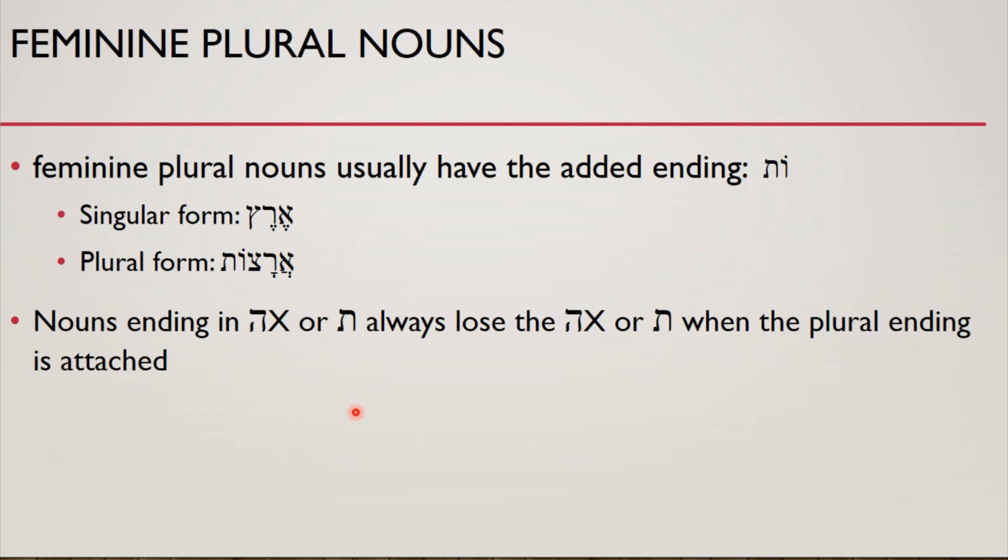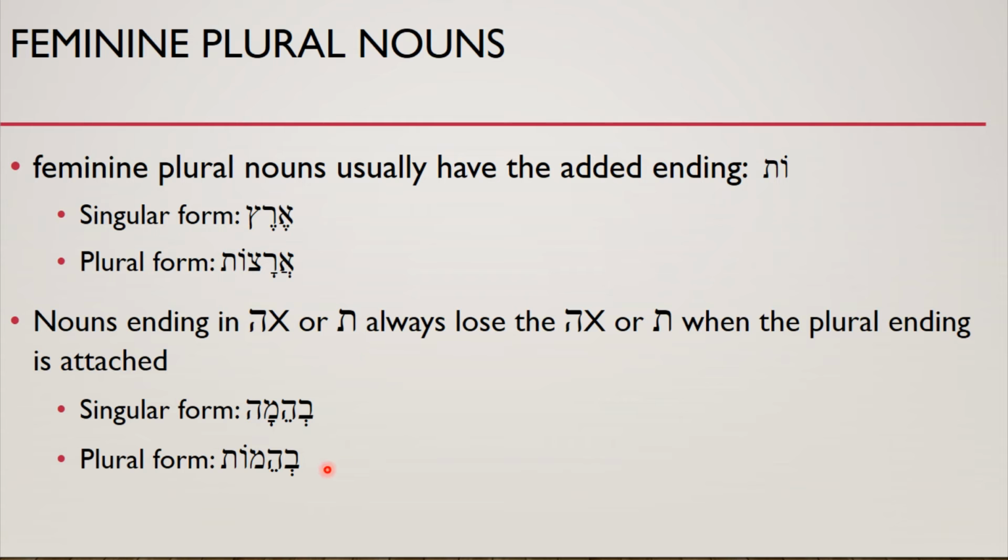And just a note here, nouns ending in a hey or a tav always lose that hey or the tav when the plural ending is attached. So for example, the word bahema, which is cattle or animal, that is the singular form of this feminine word. You notice it has the hey ending, that open ending, which is usually going to be for a feminine noun. But if you want to make it plural, the hey drops out and it's replaced just with the cholam tav. So instead of the singular bahema, it's not bahemaot, it's just bahemot.